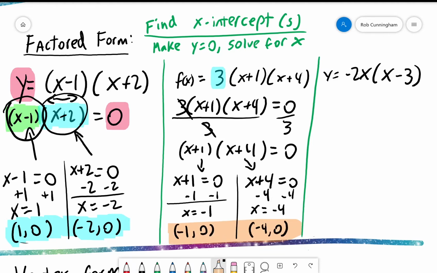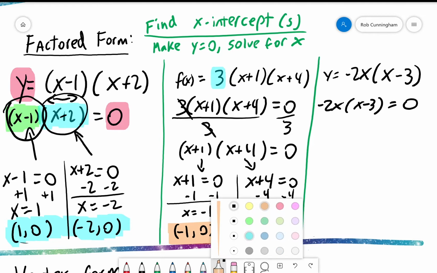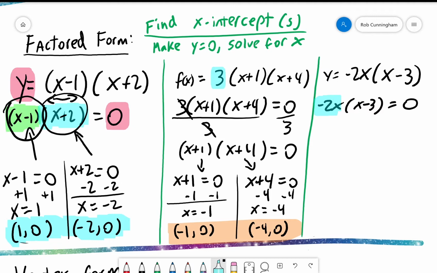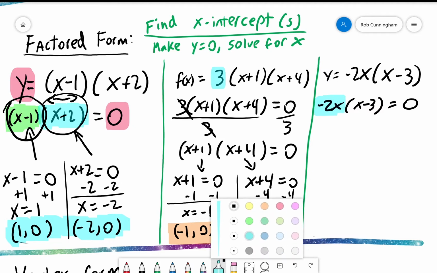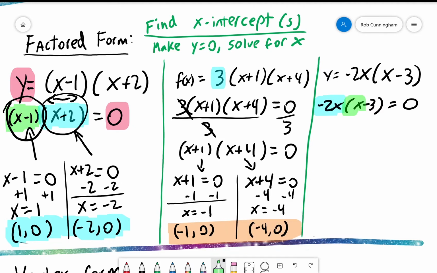We'll do one more example of this, and then we'll move on. Take a look at this one on the far right. y equals -2x times (x minus 3). Well, this one seems a little bit confusing, but let's take a look anyway. So we get -2x times (x minus 3) equals 0. Now, some of you are looking at this and going, hold on, wait a second. There is no x plus anything there. It's just -2x. Doesn't that change things?